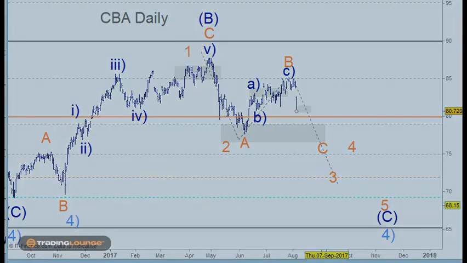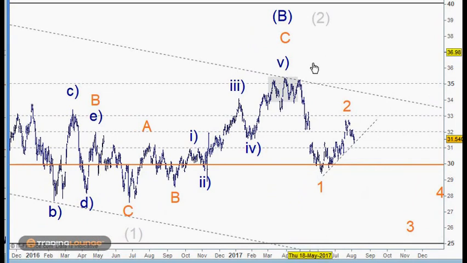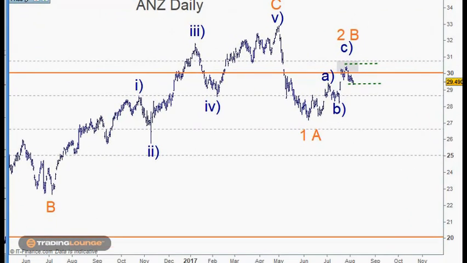And this is much the same as for Westpac as well. So we were looking down for one, and the same for ANZ as well. This move up through here, we were looking at it as a possible wave 2 rally. This is ANZ here as well.